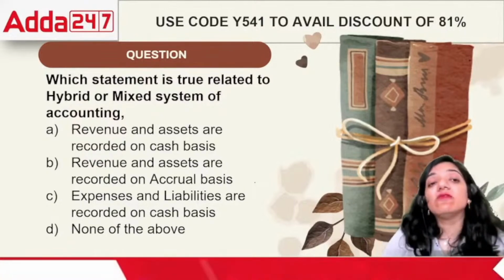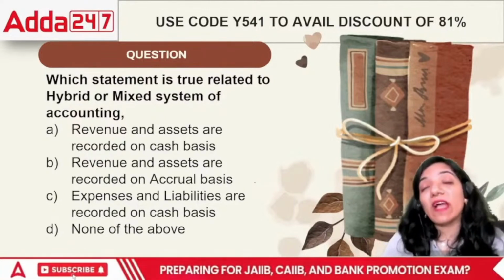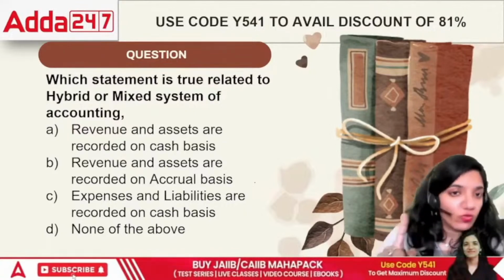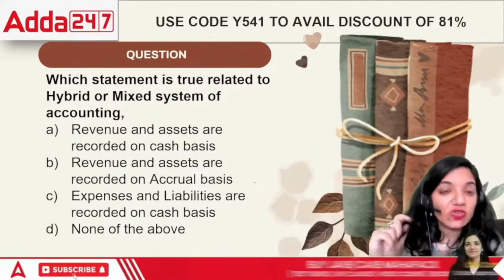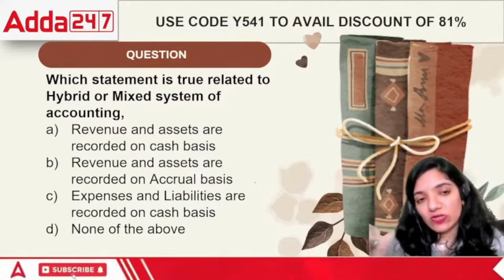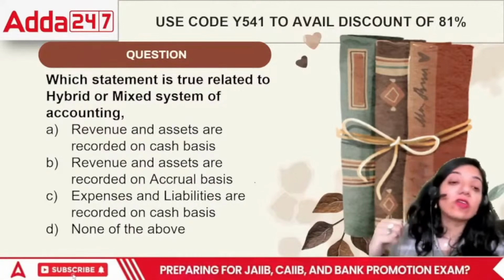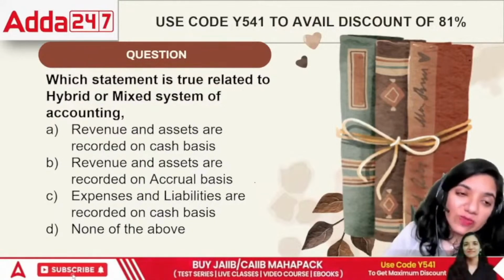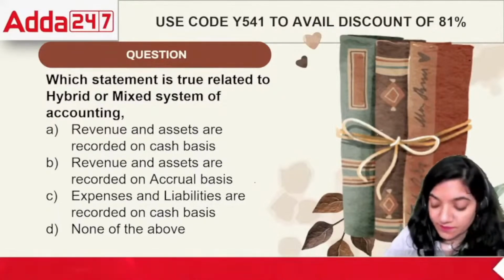Okay, in terms of which statement is true related to hybrid, hybrid or mixed is basically the method which is used in terms of both accrual as well as the cash basis. So, revenue and assets are recorded on cash basis, revenue and assets are recorded on accrual basis, and expenses and liabilities are recorded on the cash basis, or none of the above.